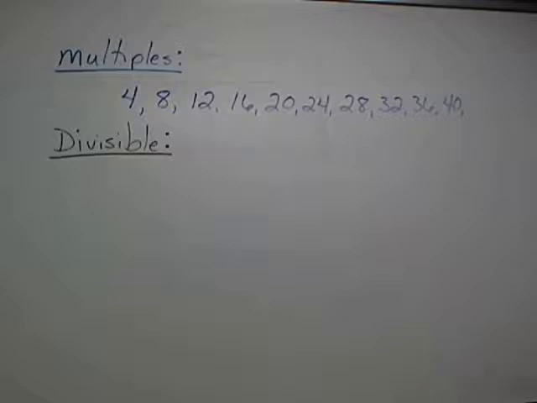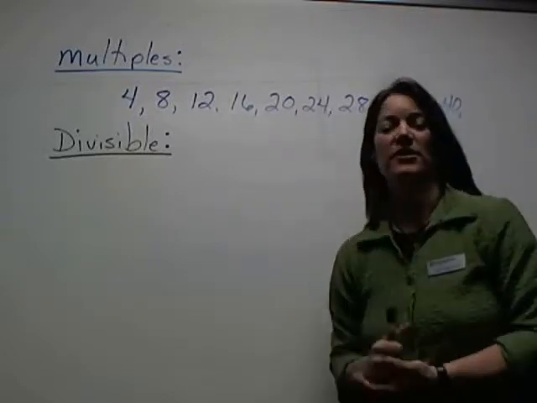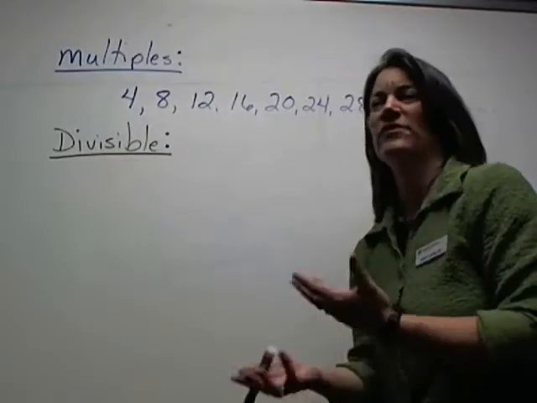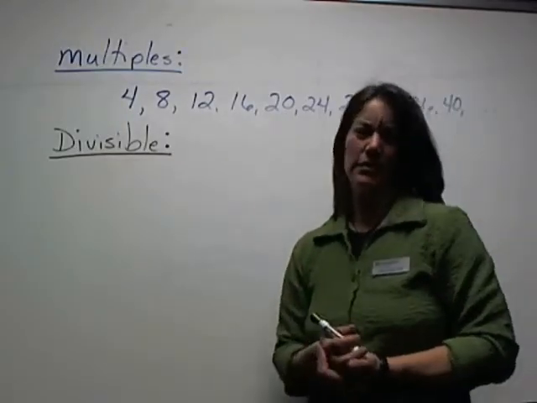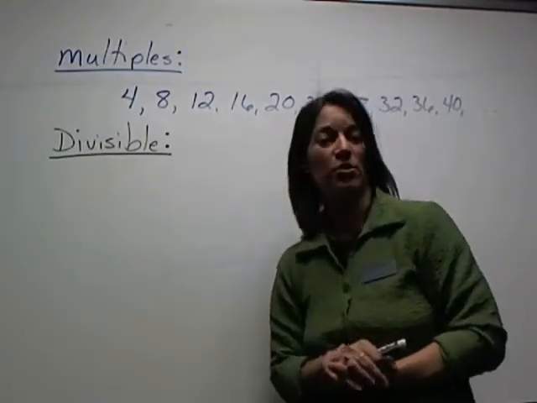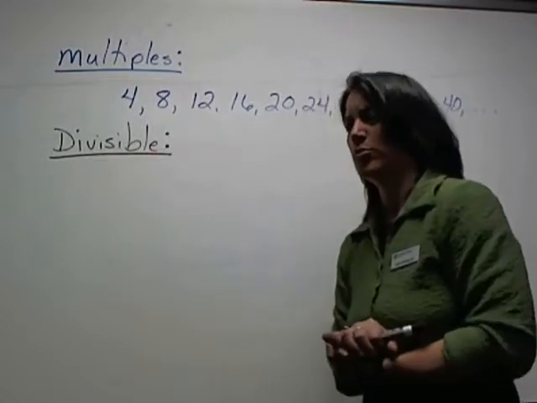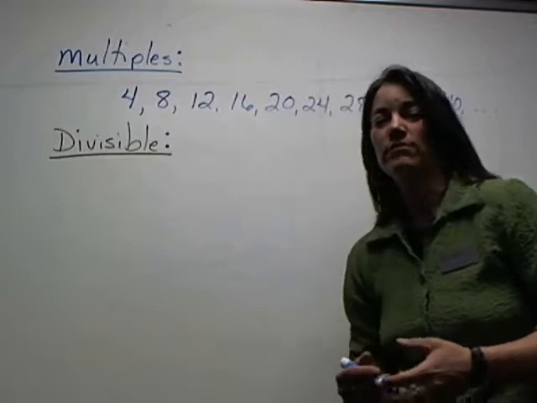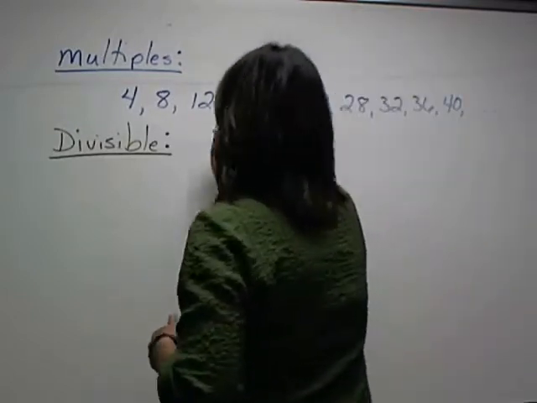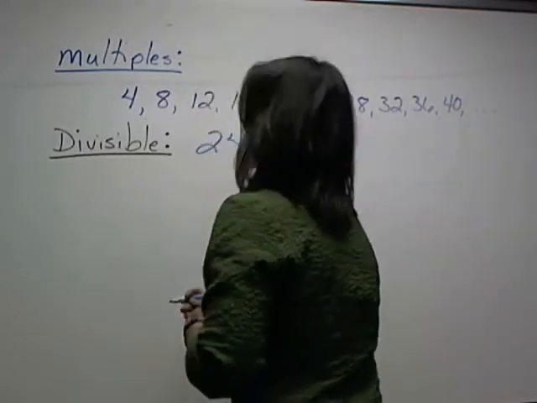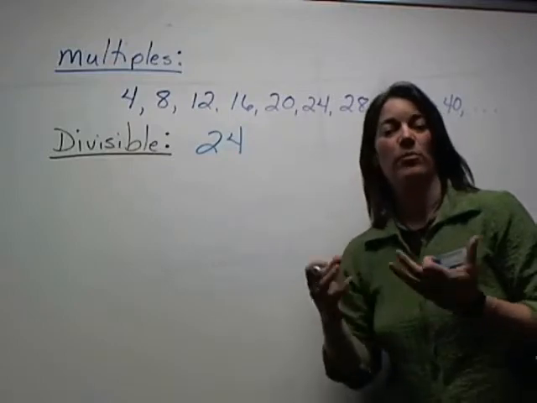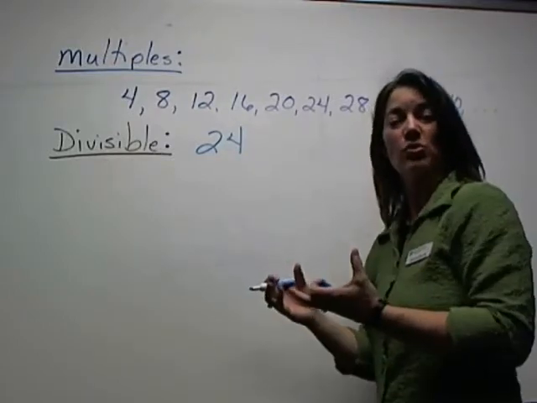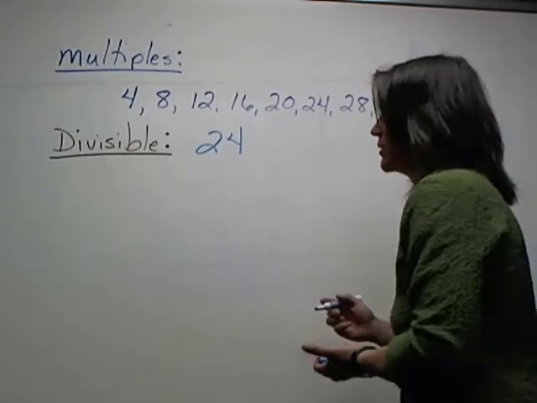Divisible. Now that's a hard one to find a definition of. A number is divisible by another number if it divides it evenly, is some sort of definition that your book gives. Oh boy, that's really kind of complicated. So let's go through an example. If I had the number 24, what is 24 divisible by? Well, we have to think of all the numbers that go into or divide it evenly.